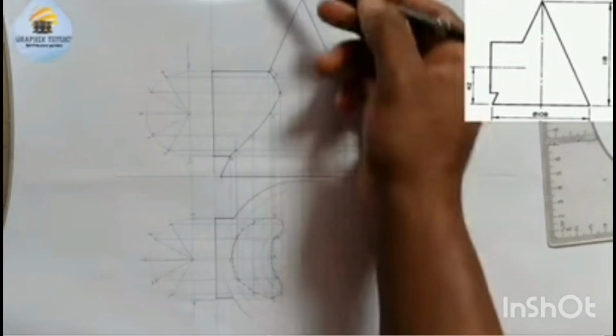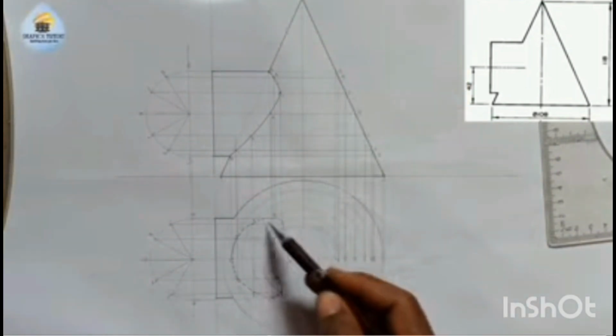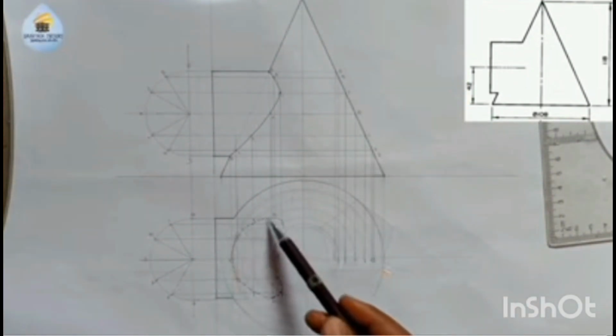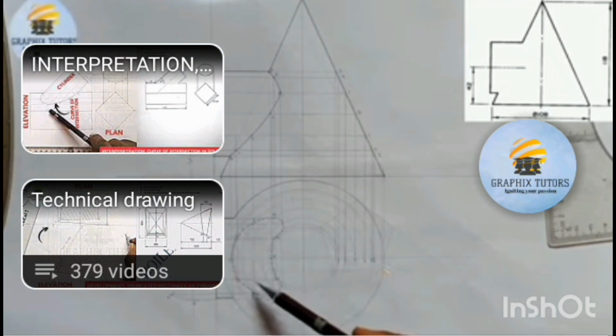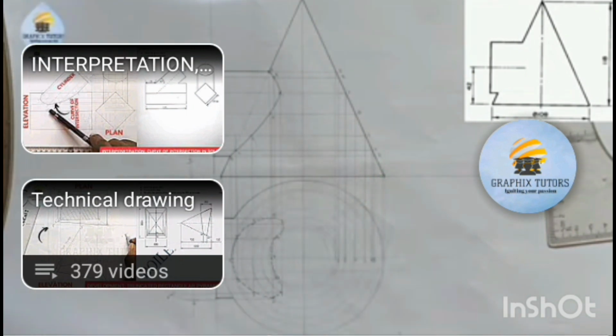If you're looking from the top here, you cannot see whatever is inside, right? This is what is inside. So this is the interpenetrating arc in the plan, and this is the interpenetrating arc in the elevation, right?